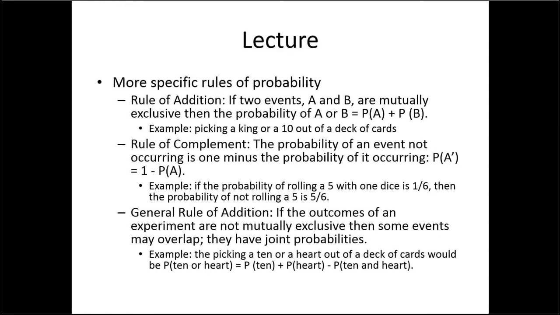Okay, as I mentioned earlier, the complement of an event is 1 minus the probability of the event occurring. And the general rule of addition: if the outcomes of an experiment are not mutually exclusive, then some events can overlap. They can have joint probabilities.